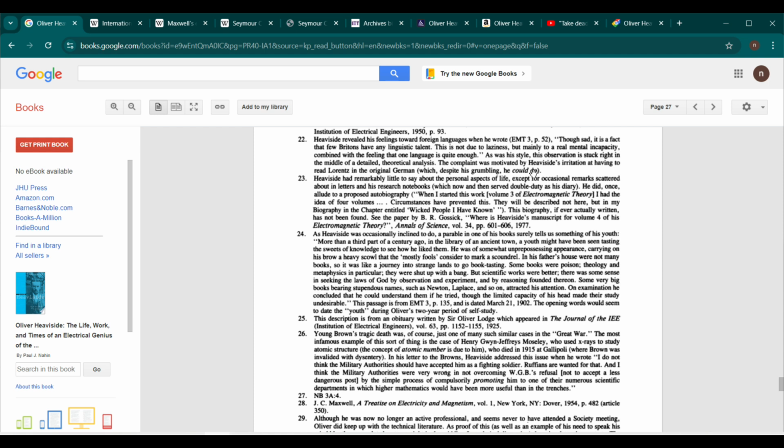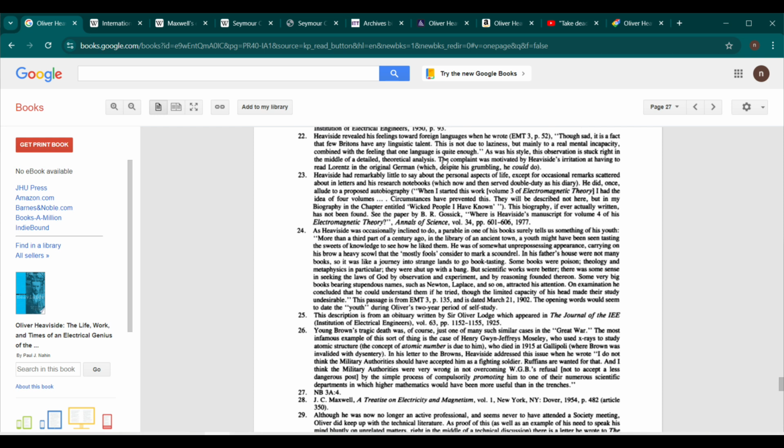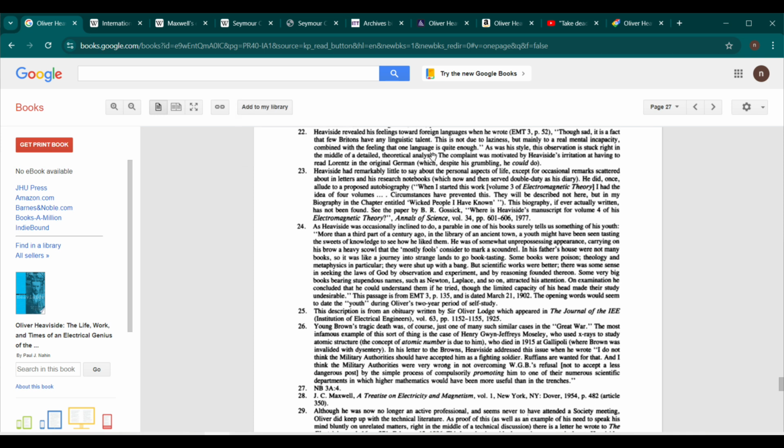The complaint was motivated by Heaviside's irritation at having to read Lorentz in the original German, which, despite his grumbling, he could. So I guess he had an appreciation for foreign languages, and I guess he even thought that British couldn't even read in foreign languages, but yeah, that's just probably a stereotype rather than necessarily an incapability.